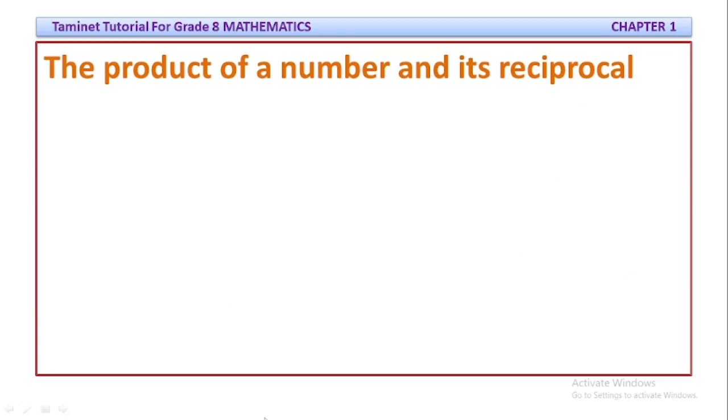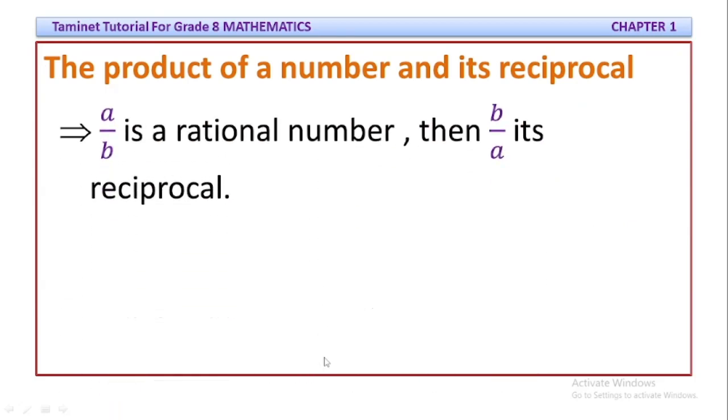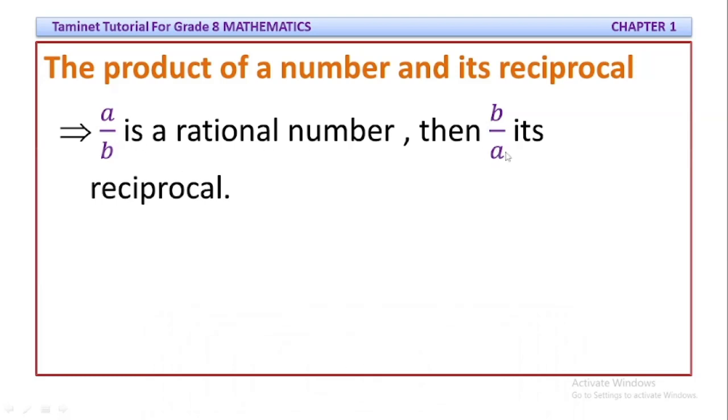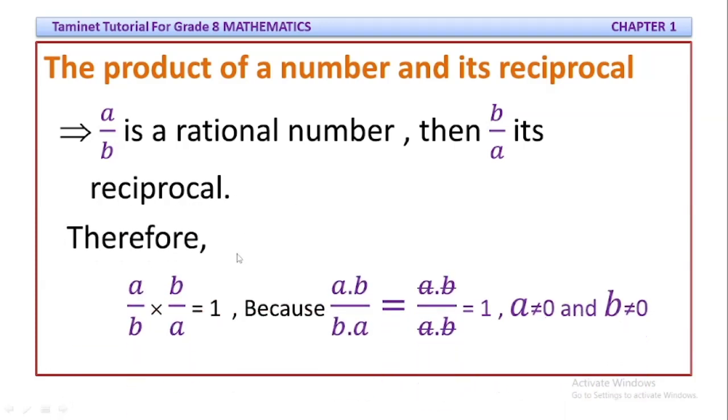The product of a number and its reciprocal. Now, first of all, we have to know reciprocal. What do you mean by reciprocal? Reciprocal means flipping. For example, a over b is a rational number. Now the reciprocal of a over b is b over a. So b over a is its reciprocal. So there is a way how to calculate the reciprocal.